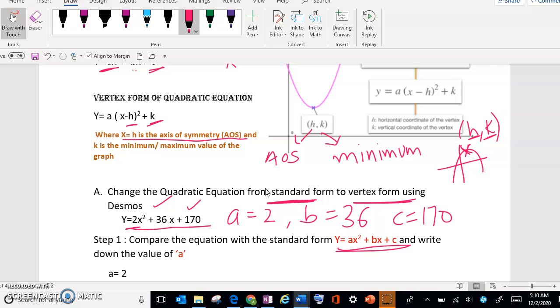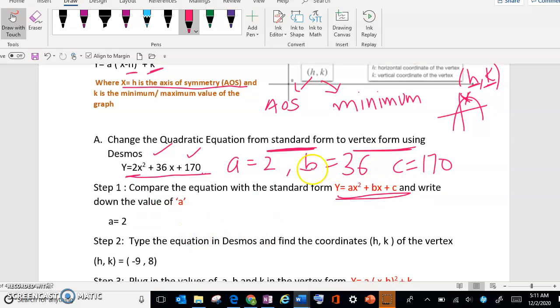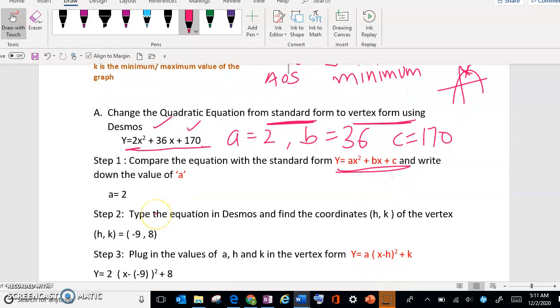So this is the standard form. It has an a in front of x square, b in front of x, and then there is a constant term. So we don't need b and c, we just copy down the value of a. A is equal to 2, the number in front of x square, and look at the vertex form. So what do we need to make the vertex form? We have a already from the standard form, because we are converting the standard form to the vertex form. What else do we need? We need h and k. What are h and k?